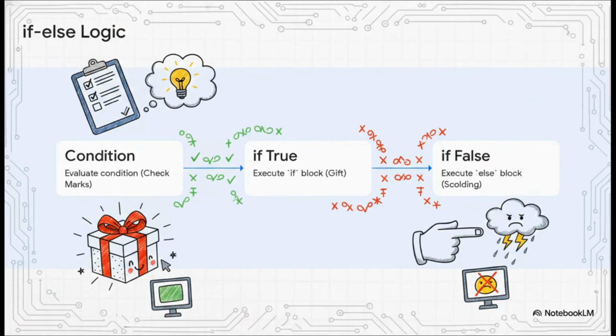And this builds a highly logical step-by-step process right inside our code. Step 1. The computer evaluates the condition, checking those marks. Step 2, if that condition evaluates to true, it executes the if block, handing out the gift. But step 3, if it's false, it bypasses that gift entirely and executes the else statement, delivering the scolding. It's a direct, real-life mirror of exactly how C++ selection statements operate.